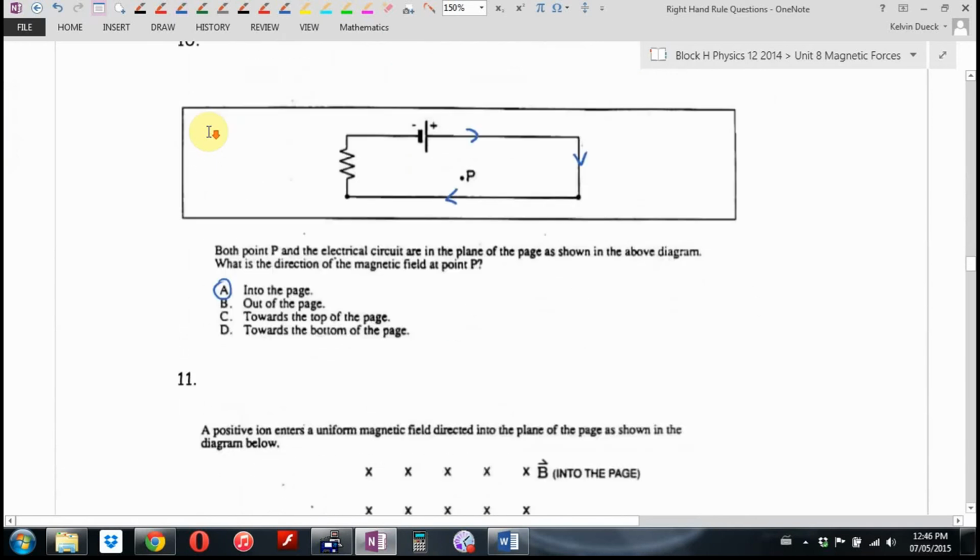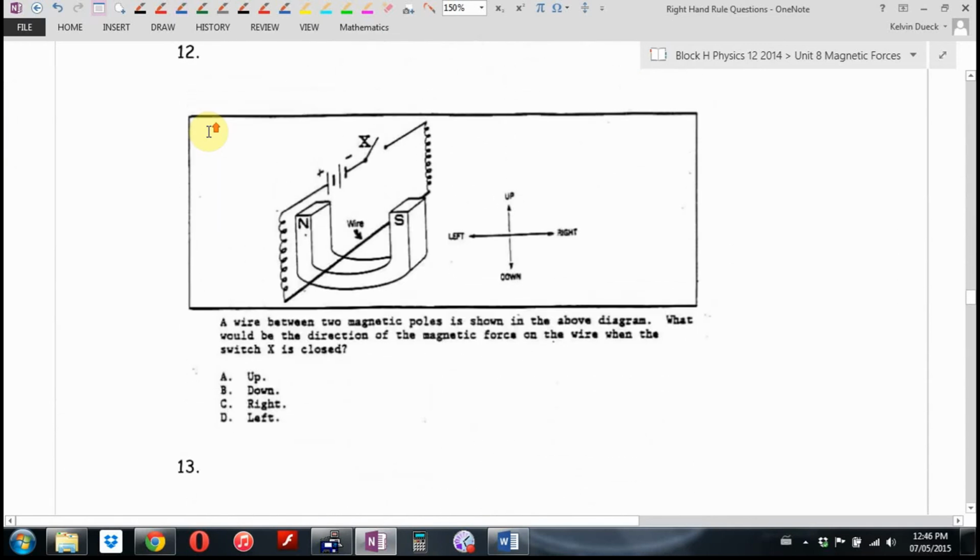We got a few more. Number 12. A wire between two magnetic poles is shown in the above diagram. Which direction is the magnetic field caused by that big horseshoe magnet? Magnetic field lines point from what to what? There's the external magnetic field. What direction is the current in that wire? Go look at the battery.